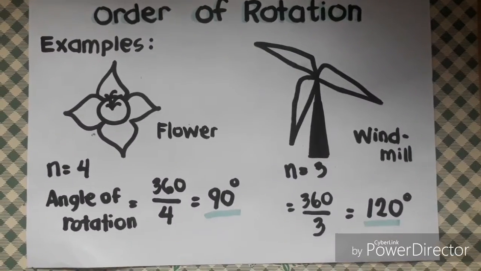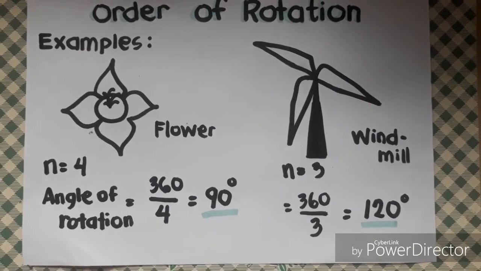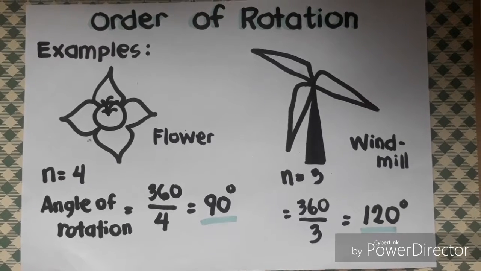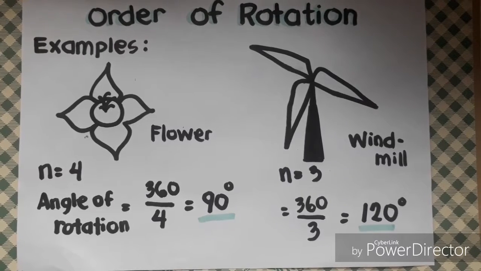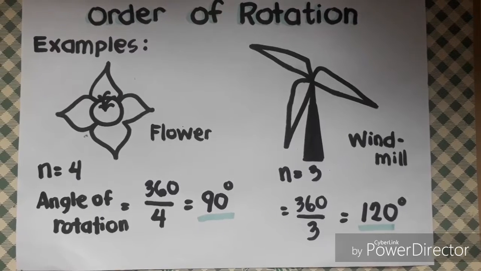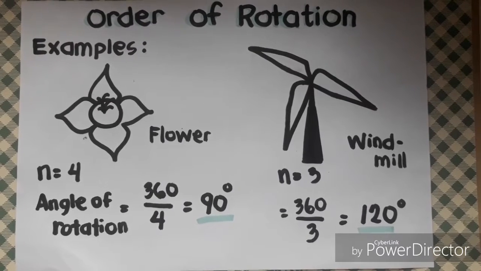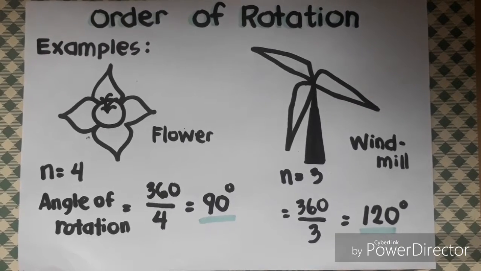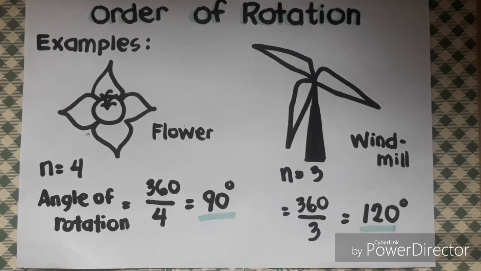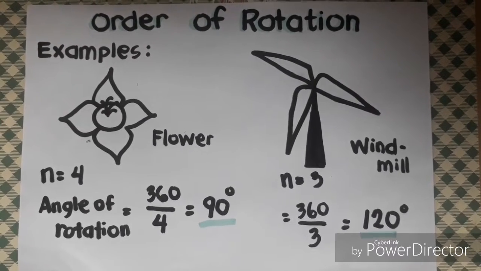Angle of rotation examples. We have two, which are flower and windmill. Let's start with the flower. The number of angles of a flower is 4. Then the formula in getting the angle of rotation is 360 over n, which is equals to 360 divided by 4. Then the answer is 90 degrees. Next is the windmill. The number of angle of a windmill is 3. 360, substitute the value of n, which is 3. Then the answer would be 120 degrees.